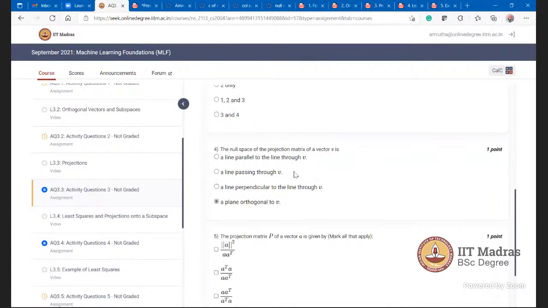I hope you can understand how we can get this projection matrix and compute its spaces.